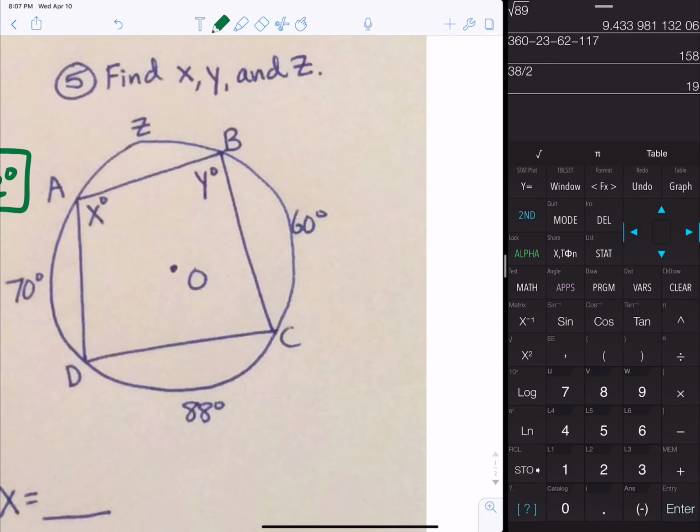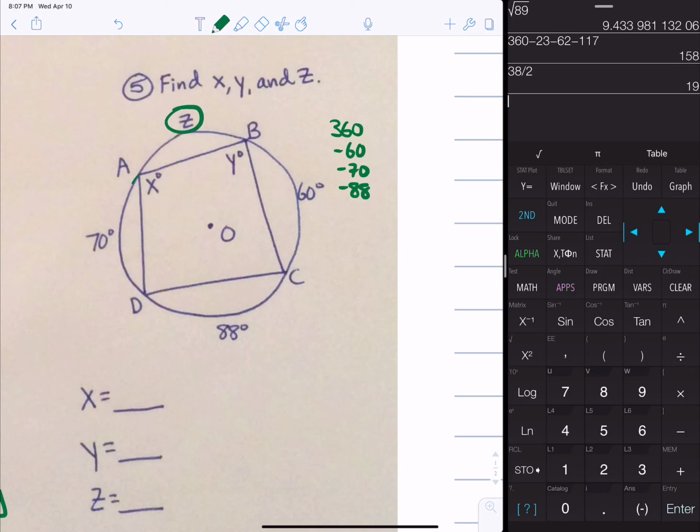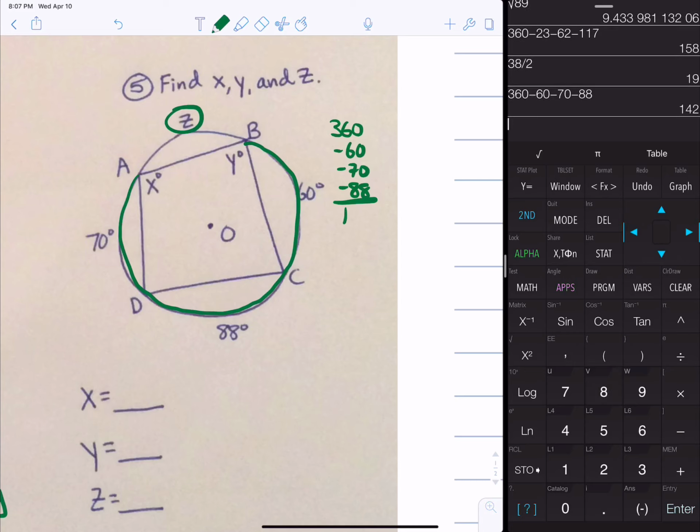All right, and last but not least, number 5. This one has an inscribed quadrilateral, and we're asked to find X, Y, and Z. So, I'm going to erase this part over here so we have plenty of space. Let's see. 88, 60, and 70 are on the outside of the circle. So what we could do first is 360 minus 60 minus 70 minus 88, and that'll help us get Z, which would be what's left of the outside of the circle. So 360 minus 60 minus 70 minus 88 is 142 degrees. So that's a quick way to get Z.